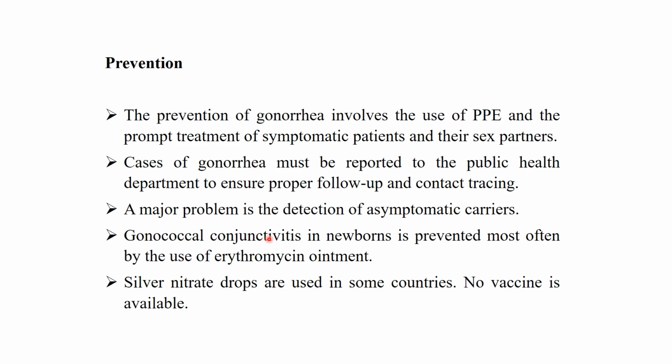Gonococcal conjunctivitis in newborns is prevented most often by the use of erythromycin ointment or silver nitrate ointment. Silver nitrate drops are used in some countries. No vaccine is available for the Neisseria gonorrhoeae because of the antigenic heterogeneity and the phase variation of the Neisseria gonorrhoeae. That's all about the gram-negative cocci Neisseria gonorrhoeae.